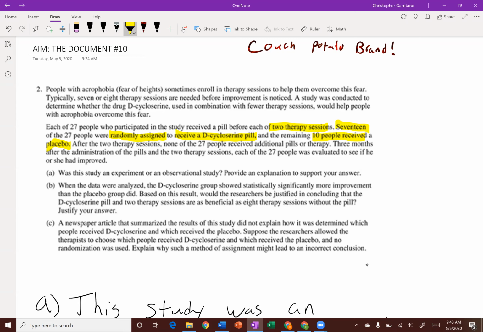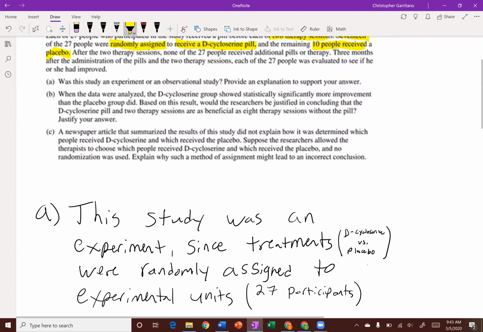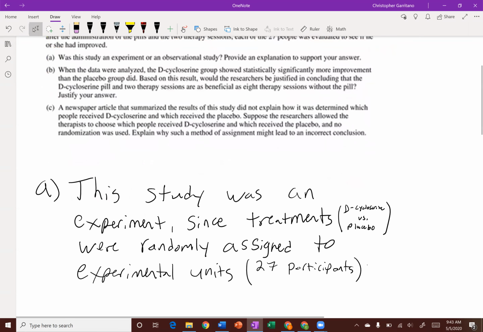So my response was that this study was an experiment, since the treatments, and notice here I slipped the context into the situation, the treatments were randomly assigned to experimental units, or vice versa. I mean, it doesn't matter if the units are assigned to treatments or treatments are assigned to units. It's really one and the same.